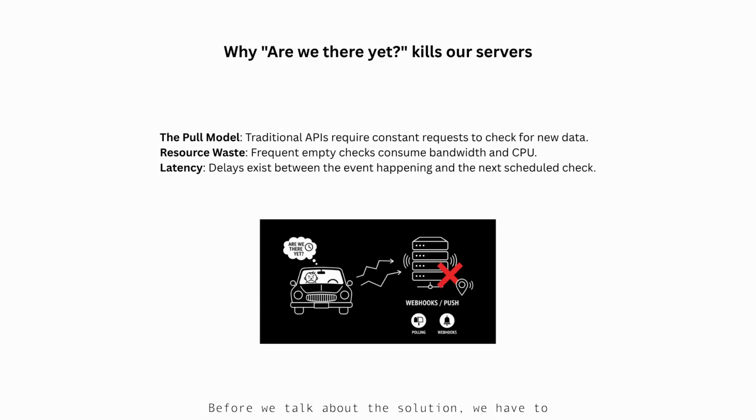Before we talk about the solution, we have to understand the problem. In traditional REST APIs, if server A wants to know if server B has new data, it has to ask over and over, and this is called polling. If you poll every 5 seconds, that's over 17,000 requests a day. And most of these responses will just have nothing new. It's a massive waste of resources and it creates a built-in delay. There has to be a better way.